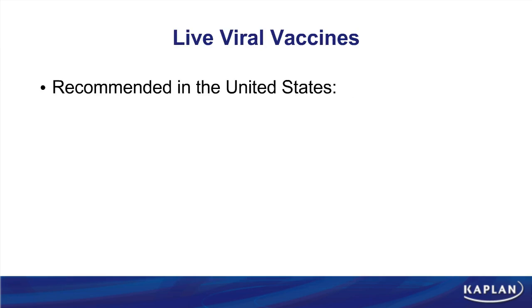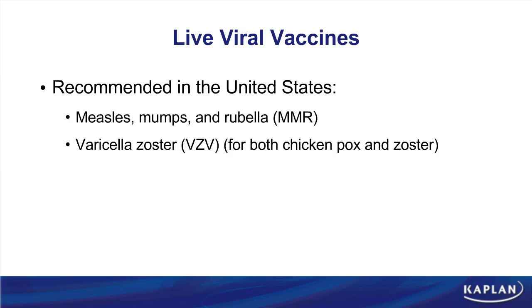So the following live vaccines are recommended in the U.S., which of course means any one of these that are recommended in the U.S. are high yield and there's a good potential for them to be tested on Step 1. So obviously we've already mentioned the MMR vaccine. The VZV vaccine is actually similar in composition, whether we give it to prevent chickenpox in young children or zoster in the elderly. The rotavirus vaccine and the flu mist.